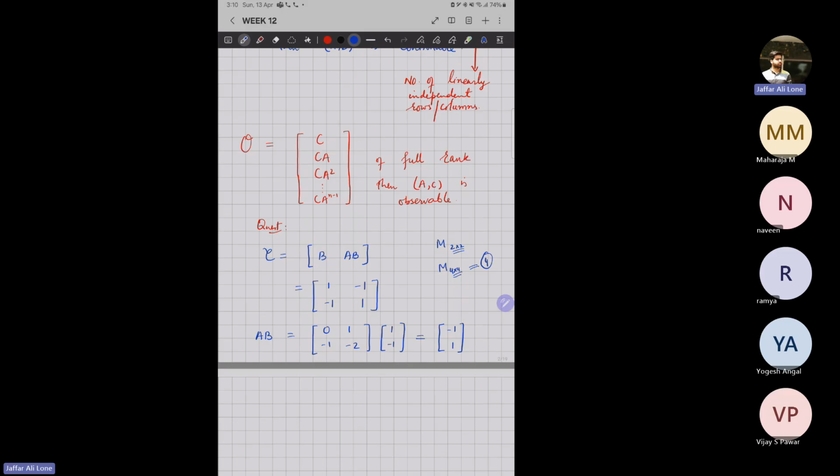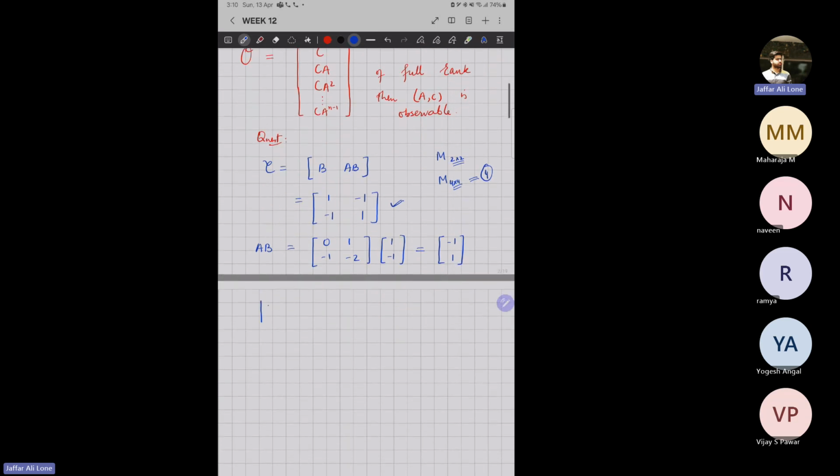So our mathcal C is 2 by 2. Now let's see the determinant of mathcal C. What's the determinant of mathcal C? It's 1 minus minus plus minus 1. It's equal to 0. So the determinant of mathcal C is equal to 0.